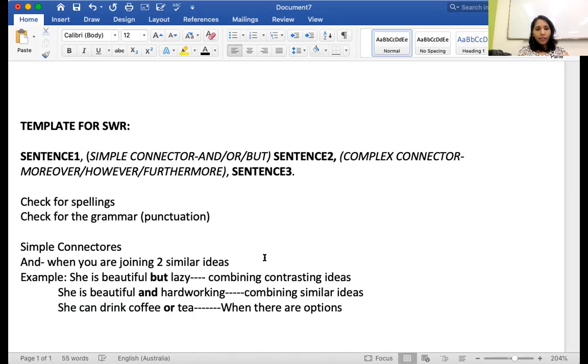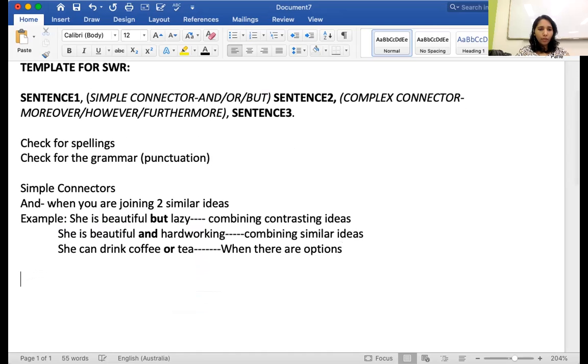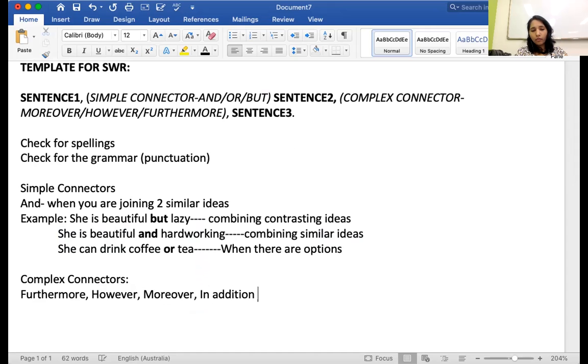So when I look at my complex connectors, they're actually fancy conjunctions. I mean, that's what I call them. You remember fancy emails when you mail your boss or something, you use words like this: furthermore, however, moreover. What else can you use? In addition to, in contrast with. So you could use any of these complex connectors when you're combining ideas, okay? And these are called complex connectors.